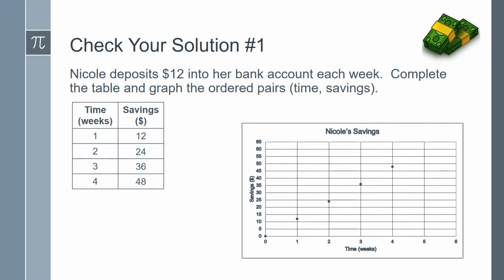Finally, we need to draw the line. Remember to use your ruler and connect a straight line through all of the points. Well done. Now you've graphed Nicole's savings over 4 weeks.